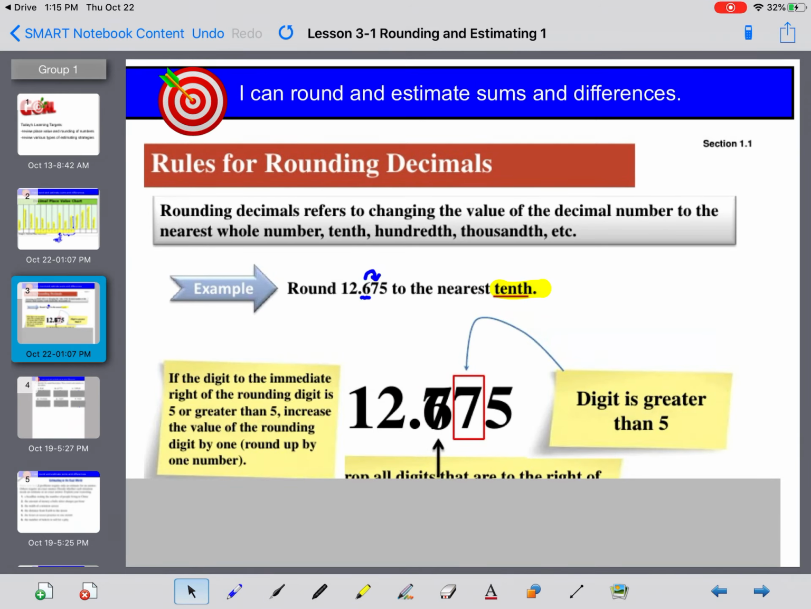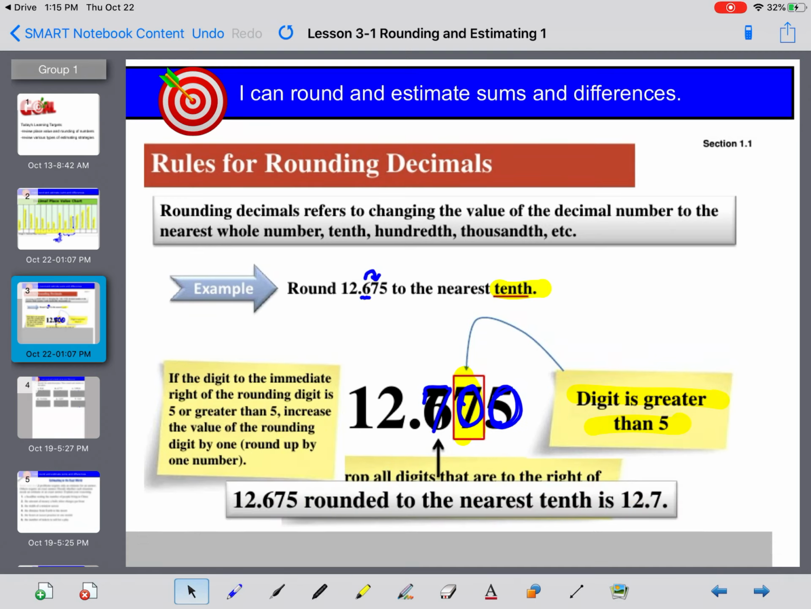Let's see what it looks like. You will see that in this number, I looked to the 7. That number is greater than 5, so I round it up and change the 6 to the 7. The remaining digits are zeros. So, in summary, 12 and 675 thousandths rounded to the nearest tenth place is 12 and 7 tenths.